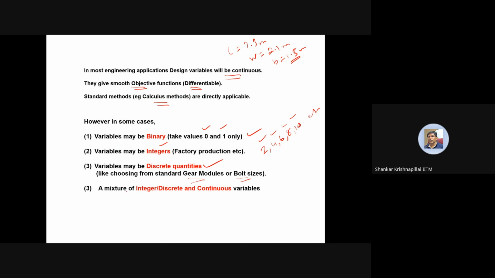Sometimes the problem may be a mixture of integer and continuous variables. There may be two design variables, x and y. x can be only integer and y can be continuous. So mixed variables are there. So what to do for this type of problems? Actually, this type of problems will make it more difficult. That is the simple answer.